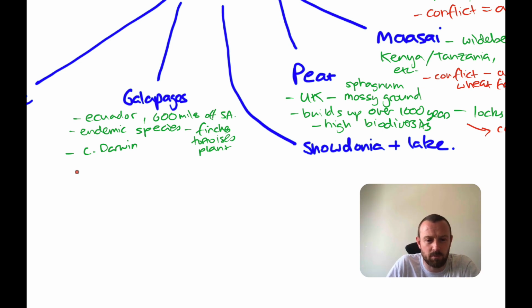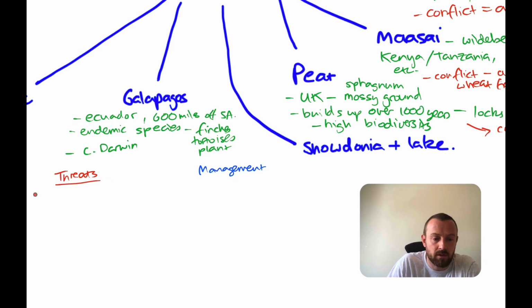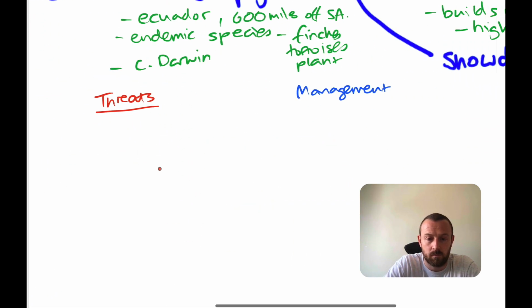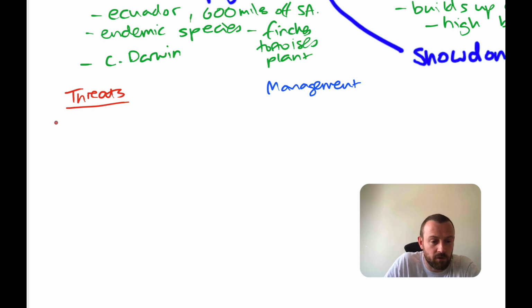Okay, so I guess we should probably just do a table on this one. So threats, and then we can have a more specific management for each threat. Okay, so I think a big threat was overexploitation. I'm going to zoom in. And this is mainly historically.